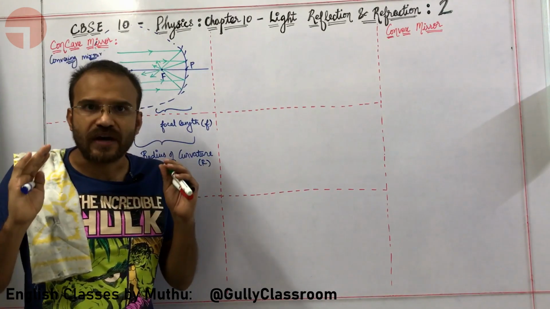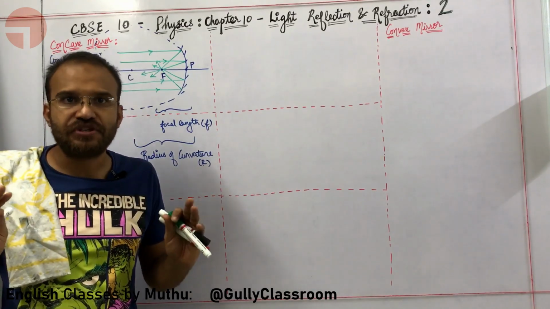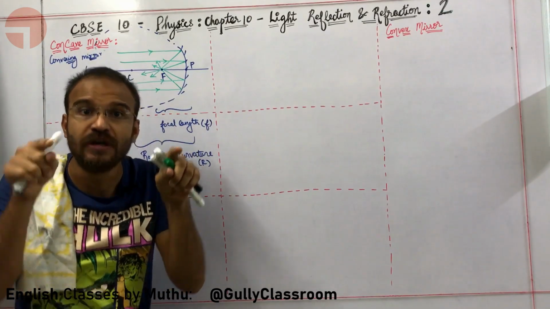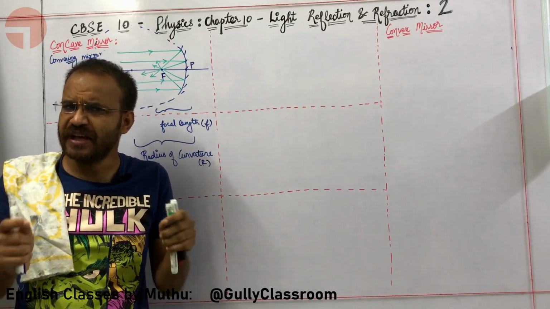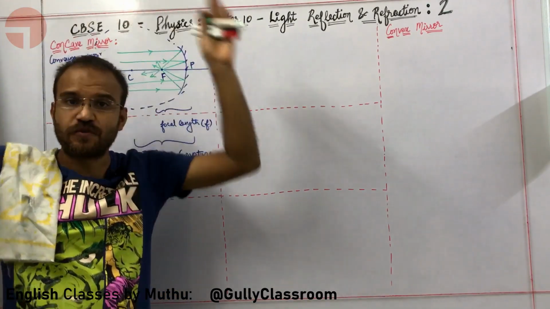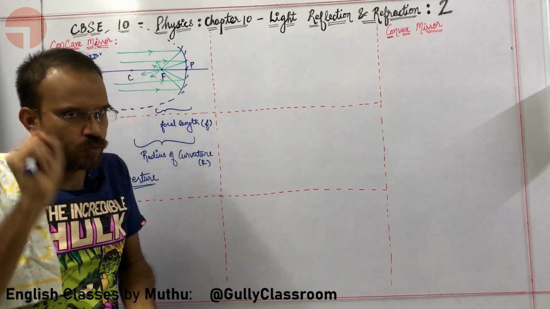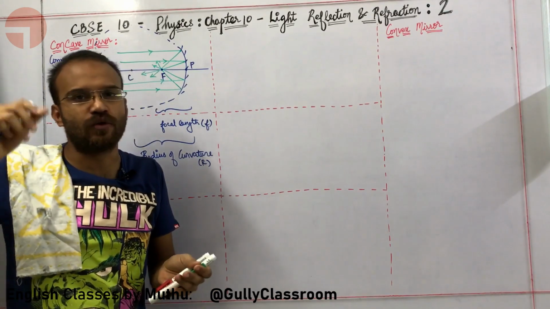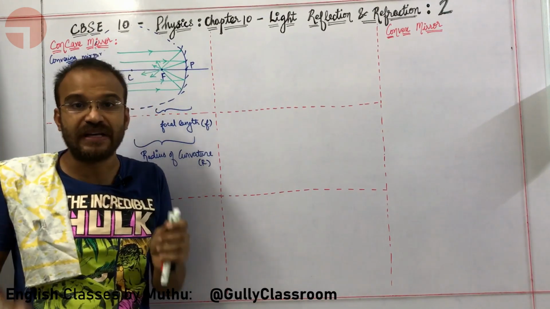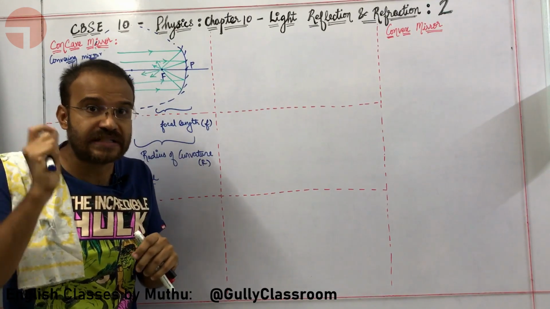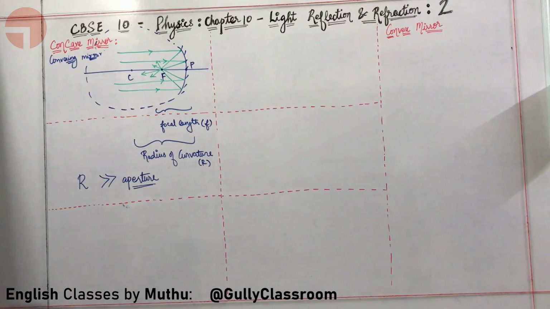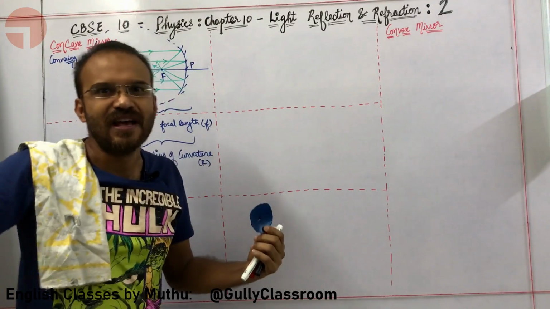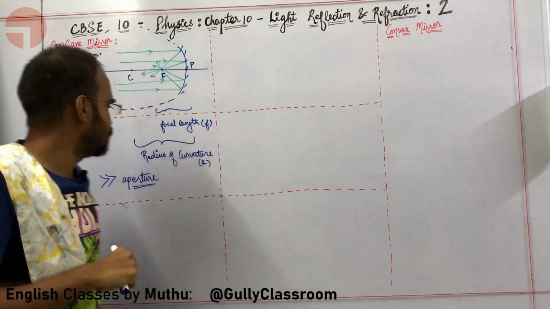For example, if I have a sphere that is more or less the size of the room that you are sitting in, and I am going to cut a spherical mirror out of it, then that is basically what is happening in our syllabus. This mirror is actually a part of a sphere that is very large in size.